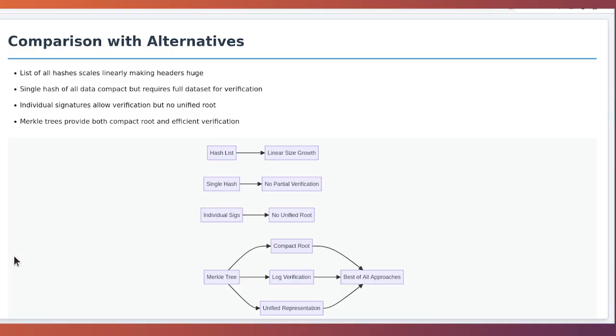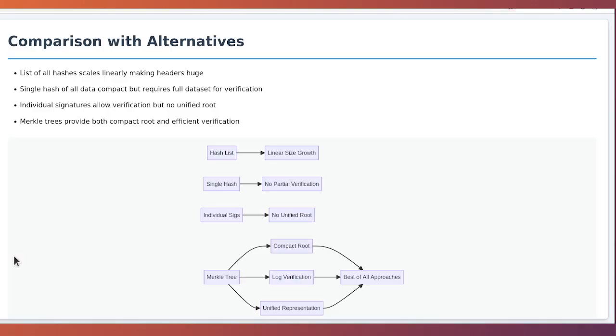However, this scales linearly. For example, a block with 10,000 transactions would need a header with 10,000 hashes, making headers huge. Another alternative is hashing all data together into a single hash. You could concatenate all transactions and hash them once to get a single digest for the block. This gives you a compact representation, but verification becomes impossible without having all the data. To verify one transaction, you would need all transactions, defeating the purpose of efficient verification.